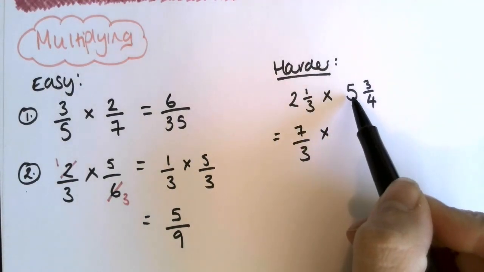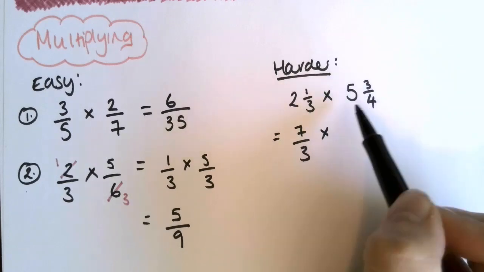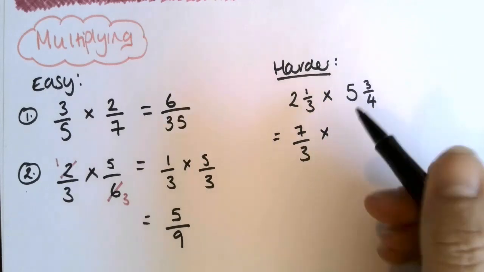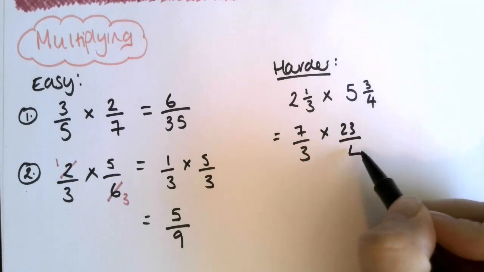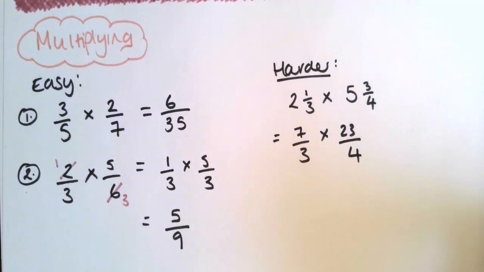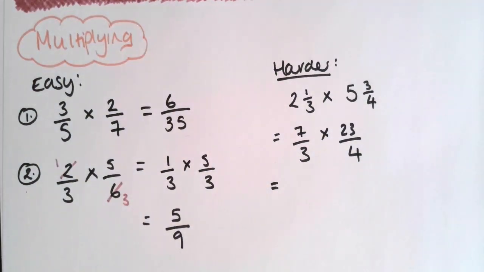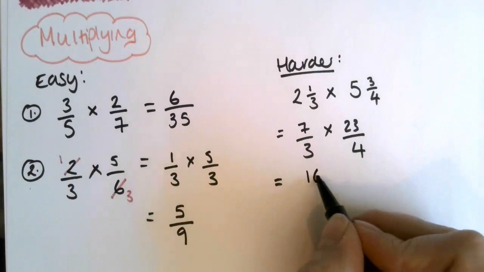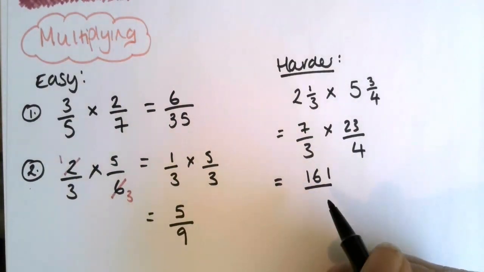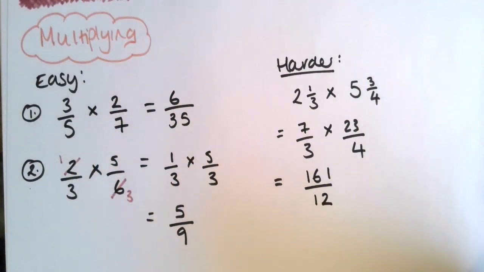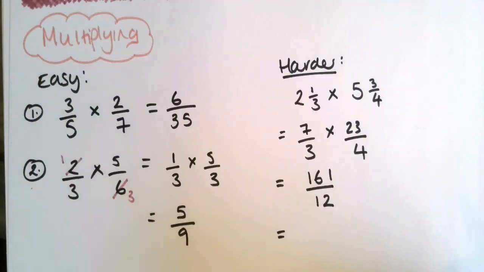So there's 20 quarters in 5 altogether. So we've got 23 quarters there. Let's have a look. Is there anything we can cancel? Unfortunately, not. So 7 multiplied by 23 is 161, and 3 multiplied by 4 gives us 12. Now, we can't leave our answer like that. We have to change it back into a mixed number.